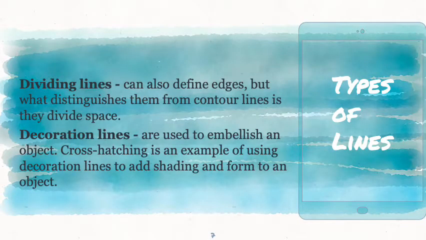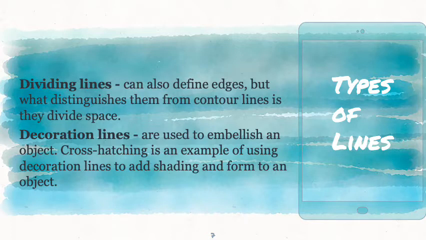Okay, so another type of lines are the dividing lines and decoration lines. Now, dividing lines can also define edges, but what distinguishes them from contour lines is they divide or create space, while decoration lines are used to embellish an object.